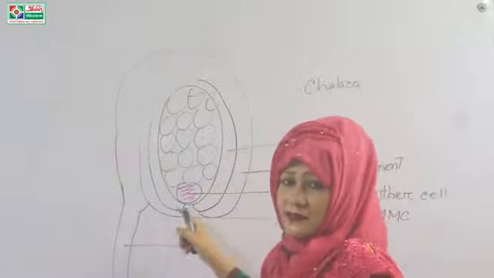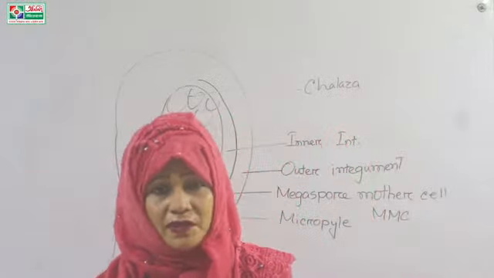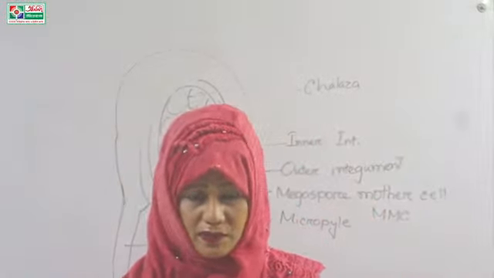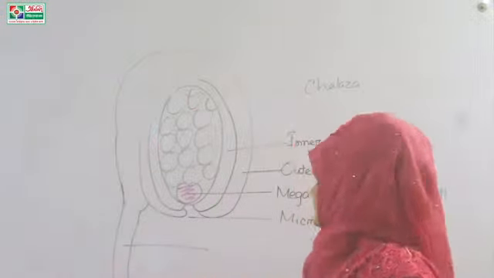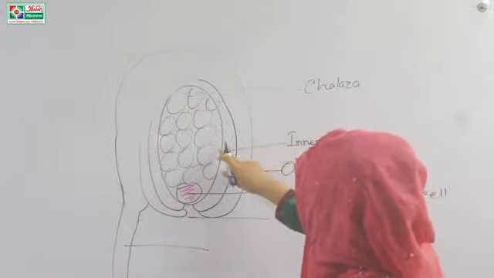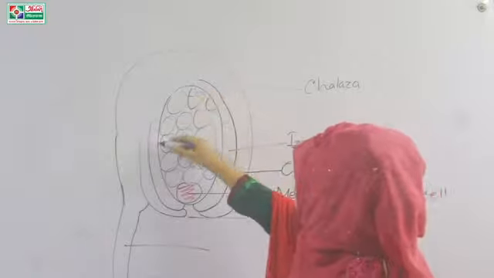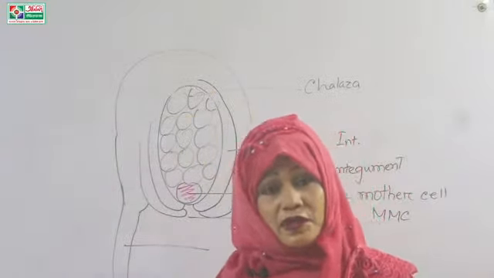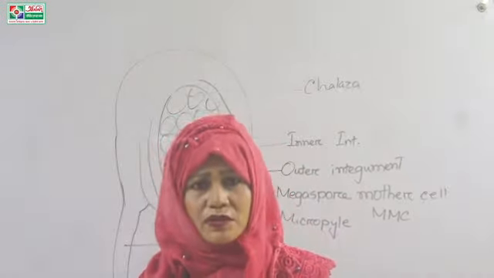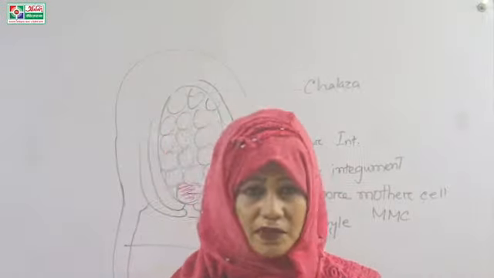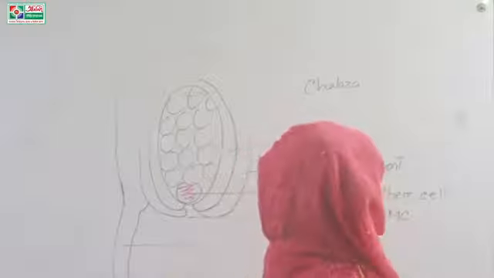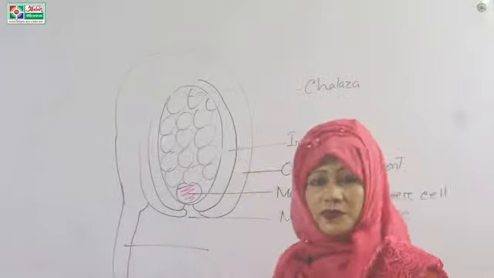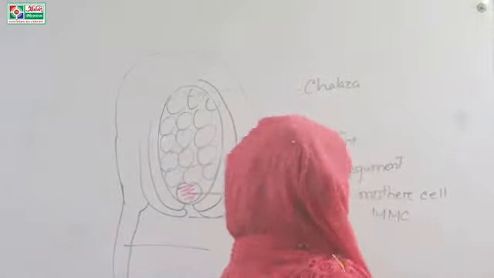It derives from the archesporial cell. What are archesporial cells? The archesporial cells are derived from the ovary wall. They are hypodermal in origin. What does it mean? Hypodermal in origin means they are derived from the ovary wall.